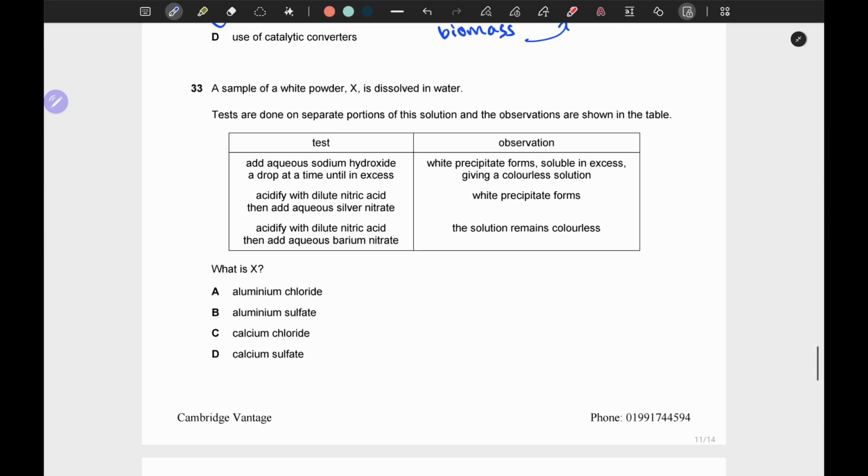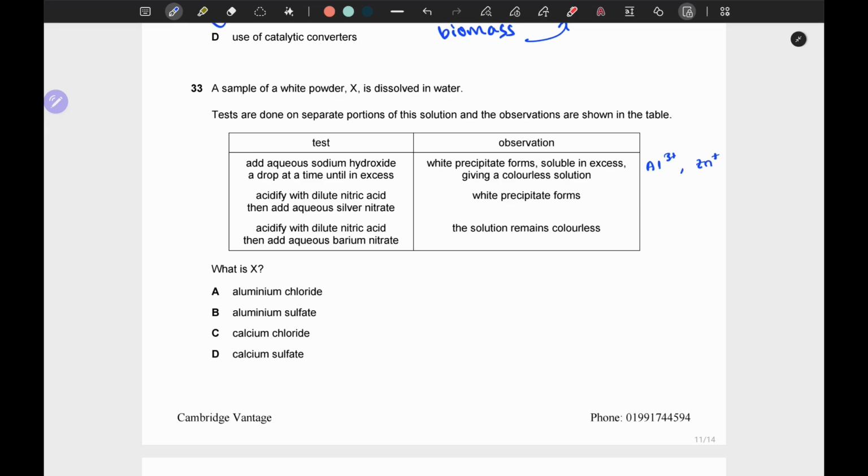Number 33. A sample of white powder X is dissolved in water. Tests are done on separate portions of this solution, and the observations are shown in the table. So this is basically a test for ions question. So test 1, add aqueous sodium hydroxide a drop at a time until in excess. So a white precipitate forms soluble in excess, giving a colorless solution. So that means, since it's a test for cations, it could be Al3 plus or Zn2 plus.